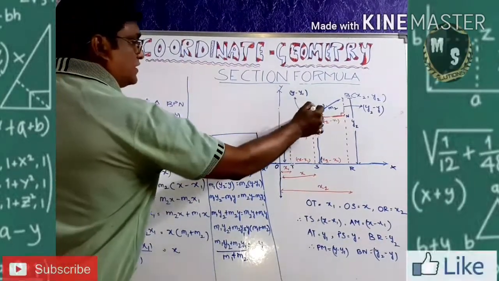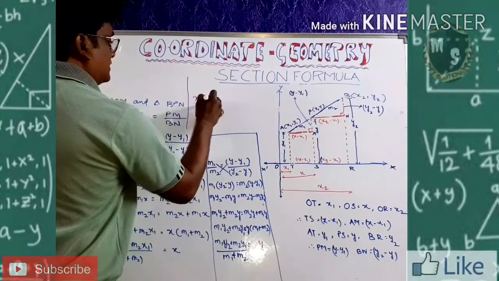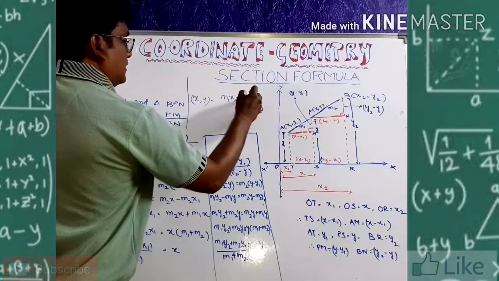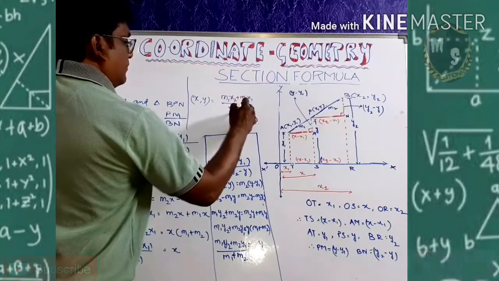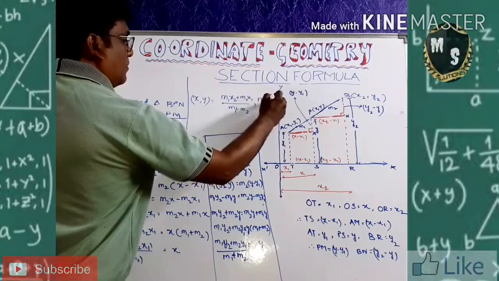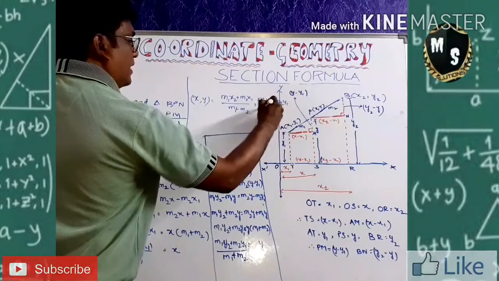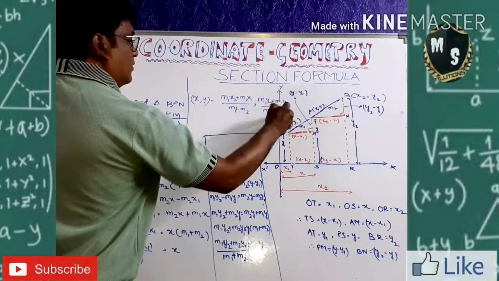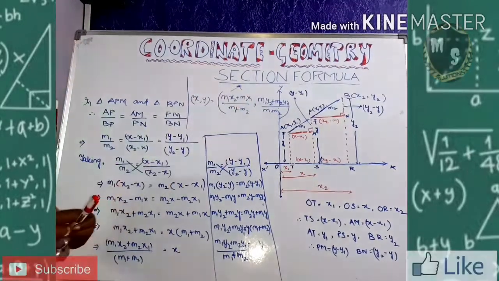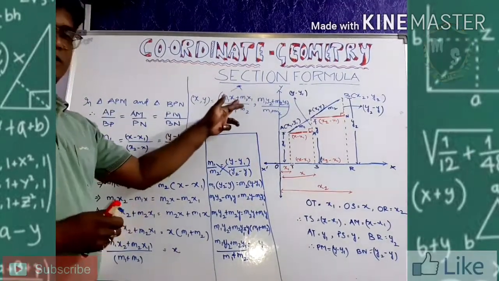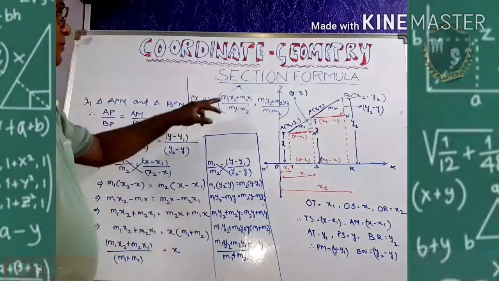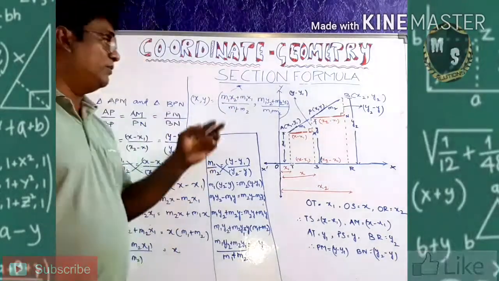Section formula, we are finding this x and y. So this x and y is given by m1 x2 plus m2 x1 by m1 plus m2. Okay. Now the y coordinate is m1 y2 plus m2 y1 by m1 plus m2. Okay. So this is called the section formula. Clear? Internal and external division. In internal division it will be plus, and in external division it will be minus.